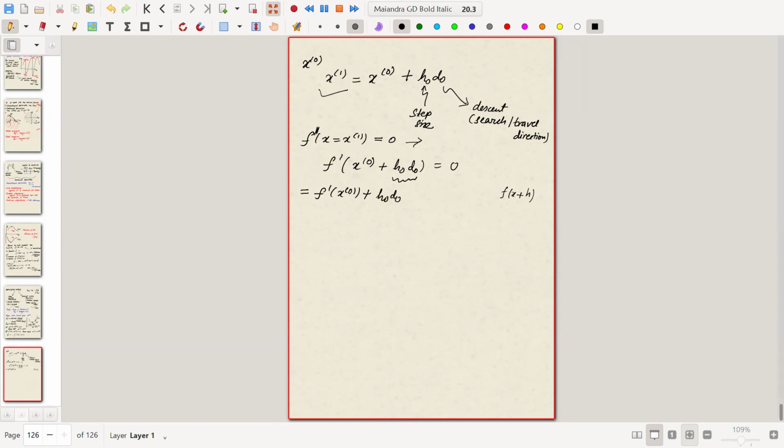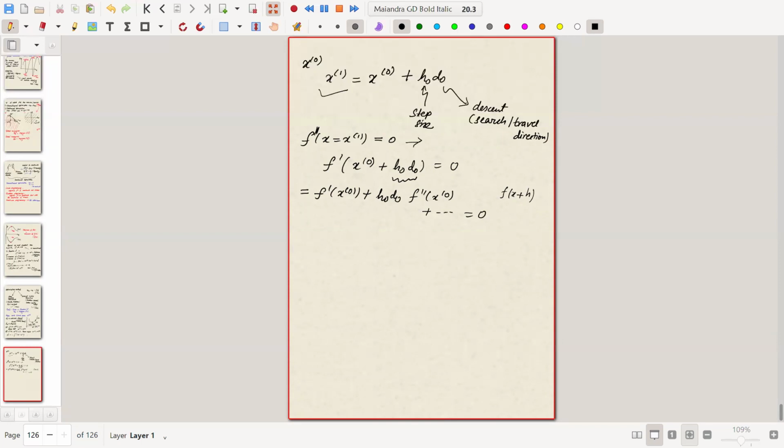Then, here it is already f prime. So once you apply, it becomes f double prime. Plus so on, the higher order terms, equals 0, right? We will neglect those higher order terms. So can you tell me what is h naught here?